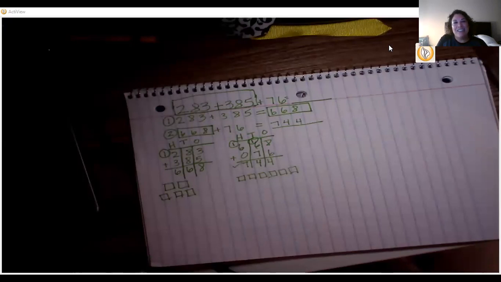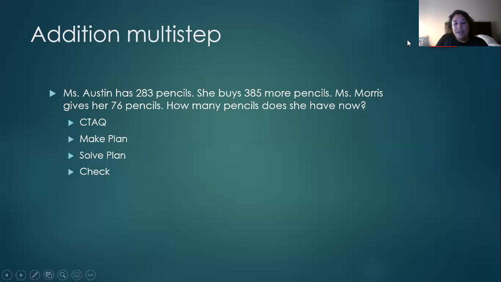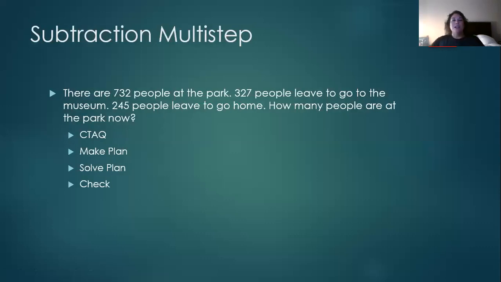Okay, let's check out another one. Up next, we're going to take a look at a subtraction multi-step problem. There are 732 people at the park. 327 people leave to go to the museum. 245 people leave to go home. How many people are at the park now?